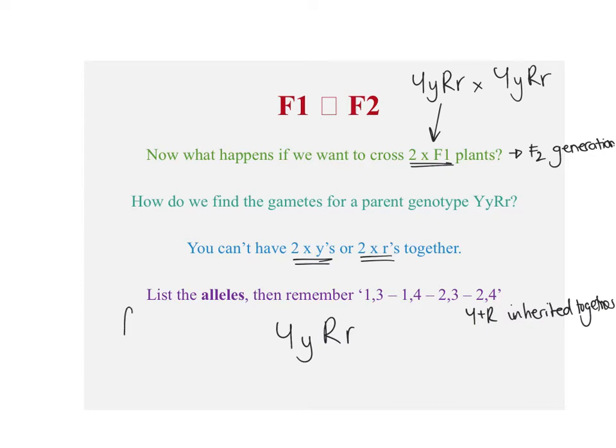Okay, so imagine I've got my chromosomes. I'm going to have one with a big Y and one with a little y. And at the same point, I might have one with a big R and one with a little r. Okay, it's 2 separate chromosomes. So it's actually not feasible biologically for the 2 Y's to get stuck together. Okay, so what I do instead is I've got to list the alleles using this very simple rule, 1, 3, 1, 4, 2, 3, 2, 4.